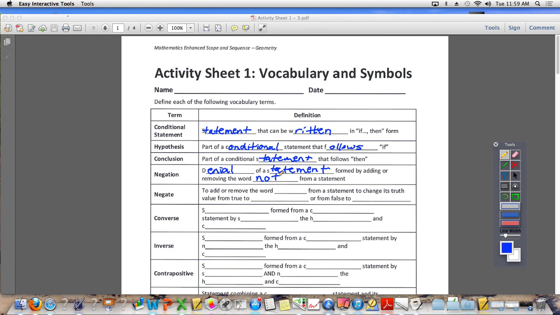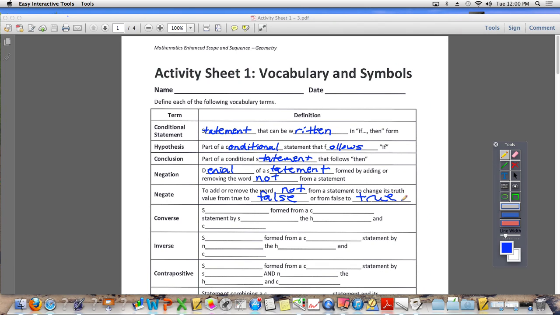All right, to negate. To negate something means that you either add or you remove the word not from a statement to change its truth value from true to false, or you change it from false to true.